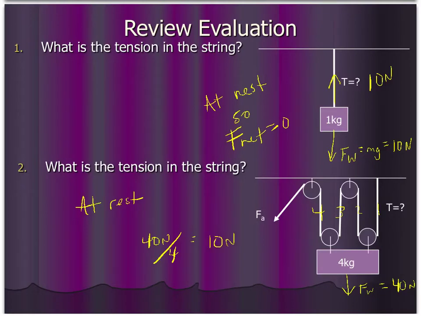Okay. Now, if it's at rest, that means my F net, again, has to be 0. And so that means that the applied force that's acting to hold that system in place at rest has to be equal to the tension in the ropes. So Fa is equal to 10 newtons as well.